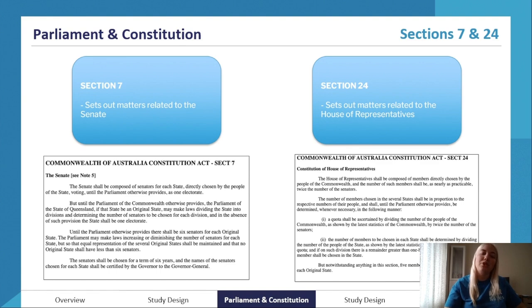So I've just got section 7 and 24 here because it relates to the next case that we're going to look at. Section 7 outlines the matters related to the Senate in the Constitution. So the existence of the Senate, what the composition has to be, and how they will be chosen. So we can see directly chosen by the people of the state, voting as one electorate until the Parliament otherwise provides. Section 24, on the other hand, sets out the composition and matters related to the House of Representatives, our lower house.